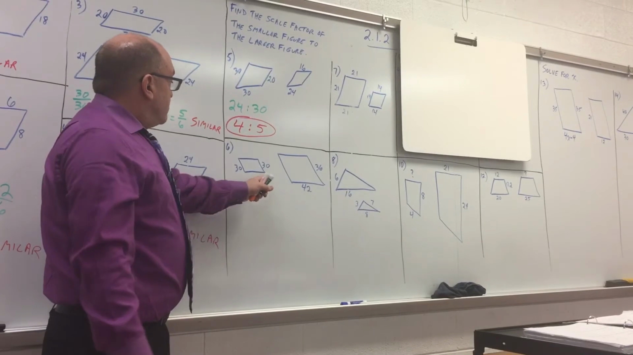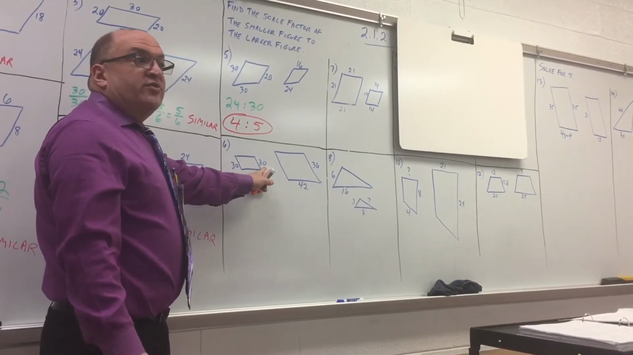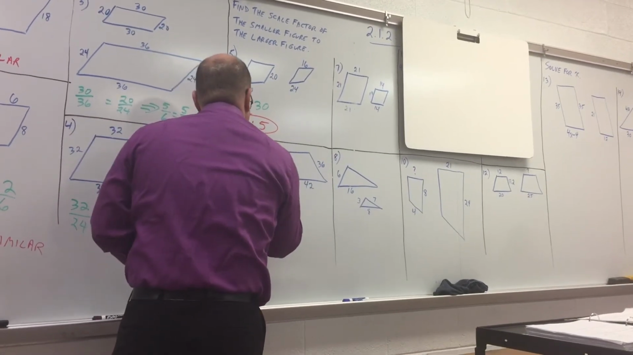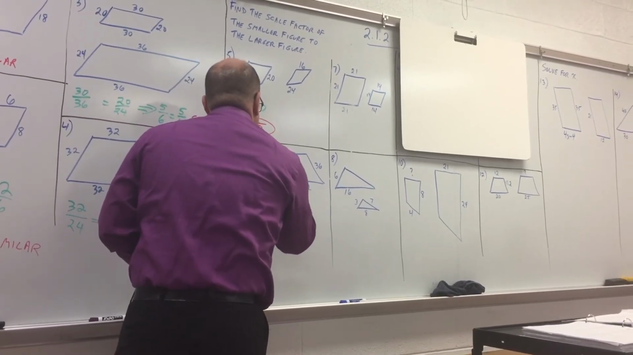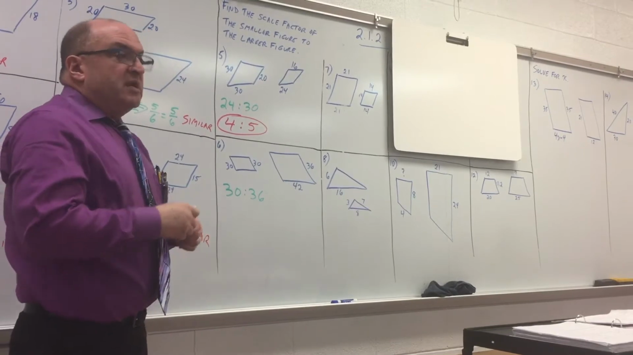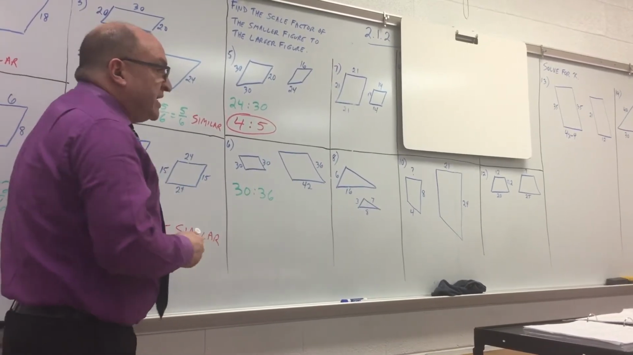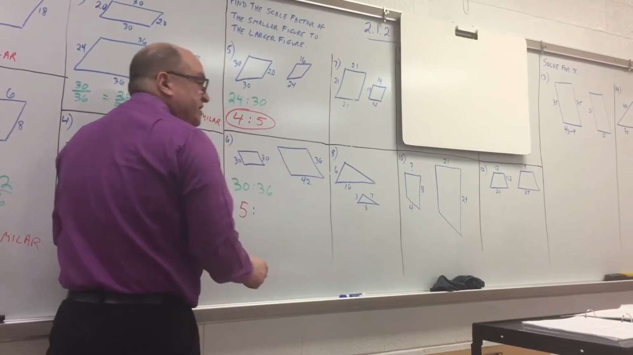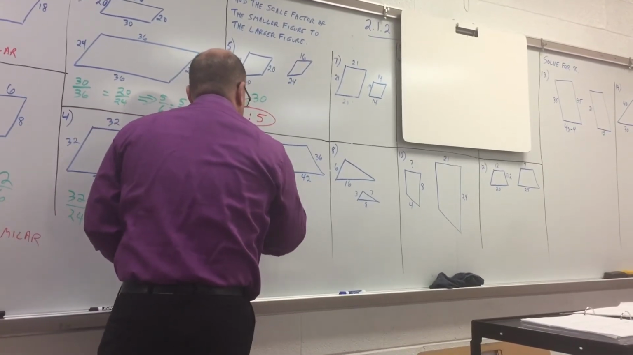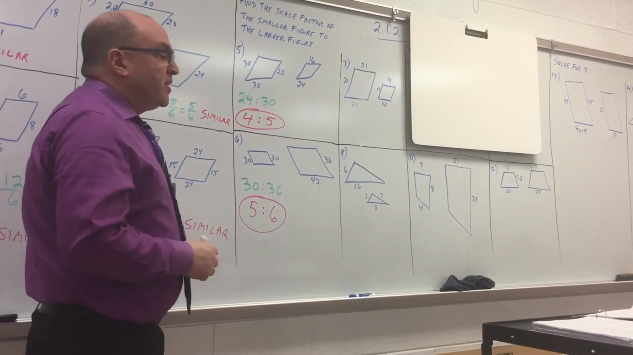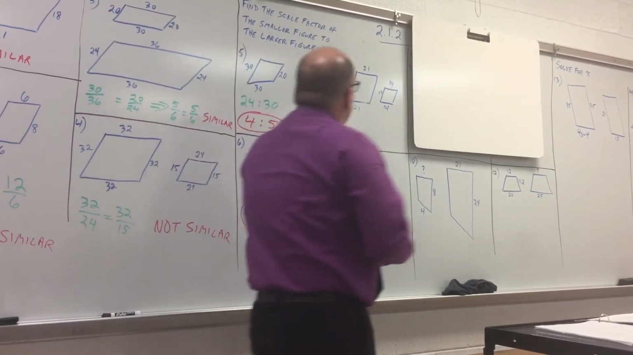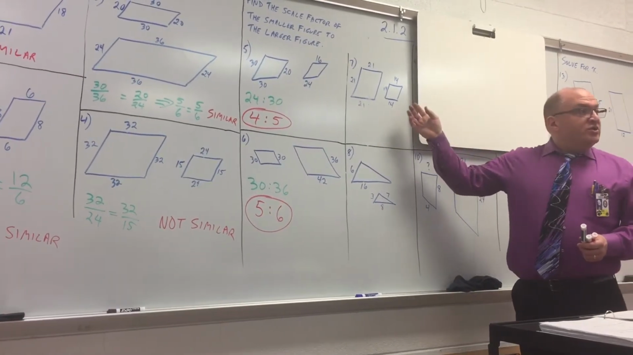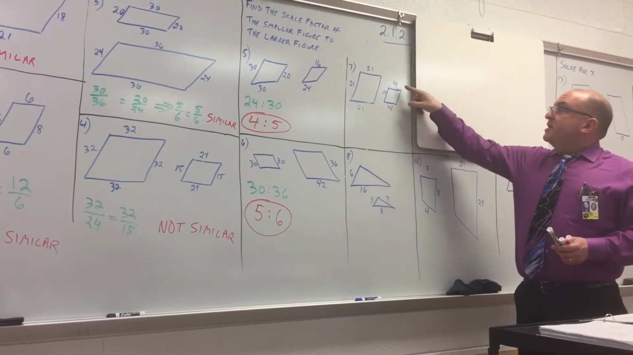Over here, I'm going to do 30 to 36. What number goes into both numbers? 6. How many times does 6 go into 30? 5 times. How many times does 6 go into 36? 6 times. Done. That is your scale factor. It is easier, right? Smaller to larger. What is here?